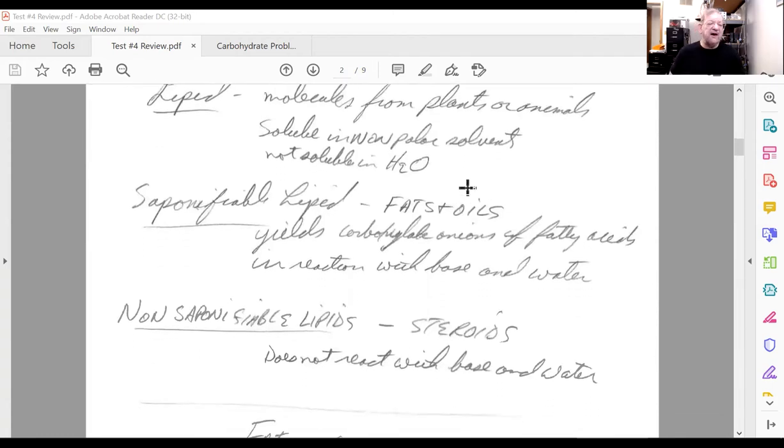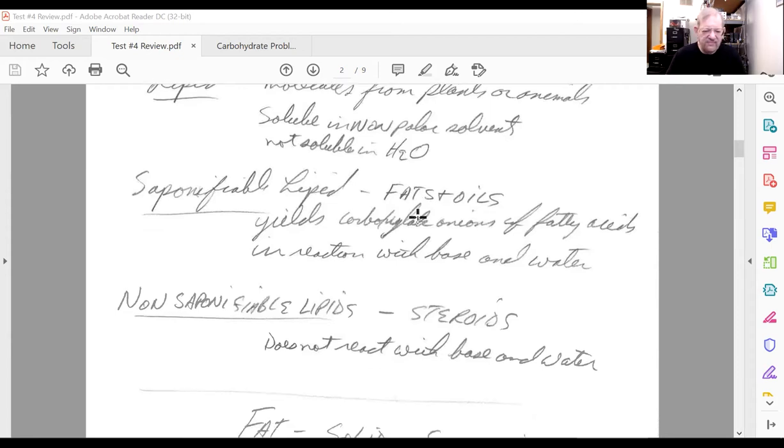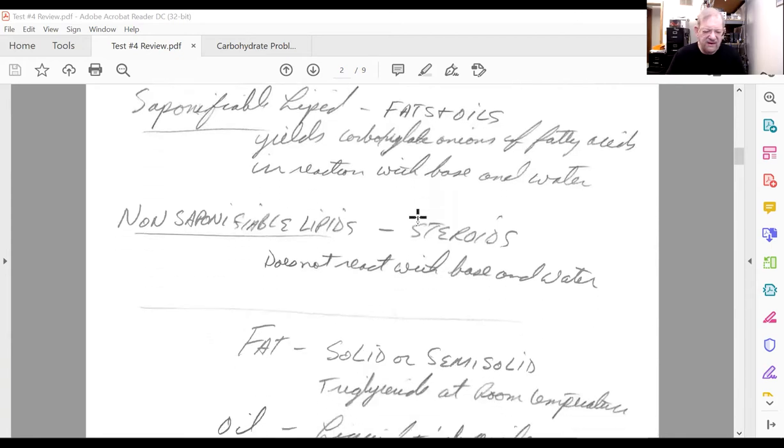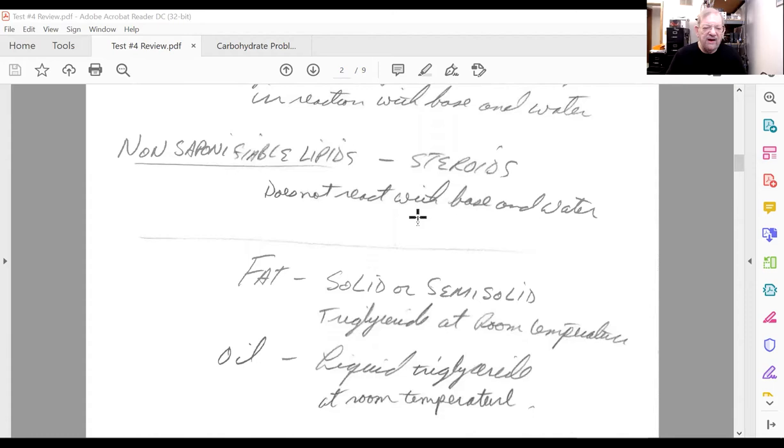And one is a saponifiable lipid. A saponifiable lipid, also known as fats and oils, yields carboxylate anions of fatty acids in the reaction of base and water, base hydrolysis or alkaline hydrolysis. And a non-saponifiable lipid does not react with base and water. There's no reaction. And I showed you that was the steroids.